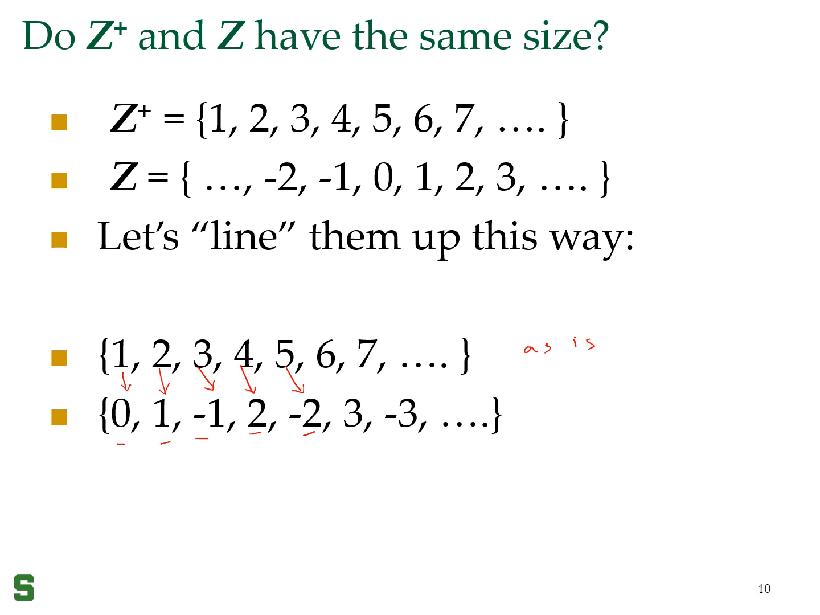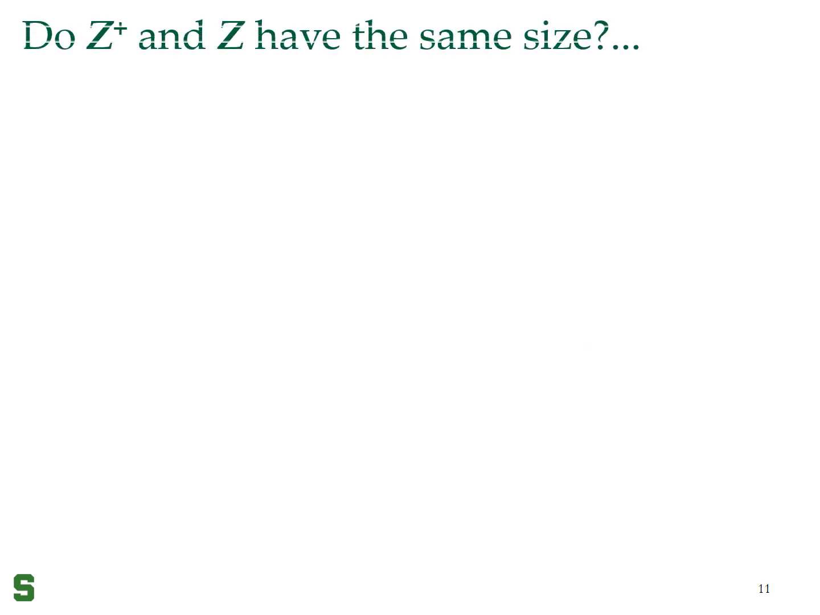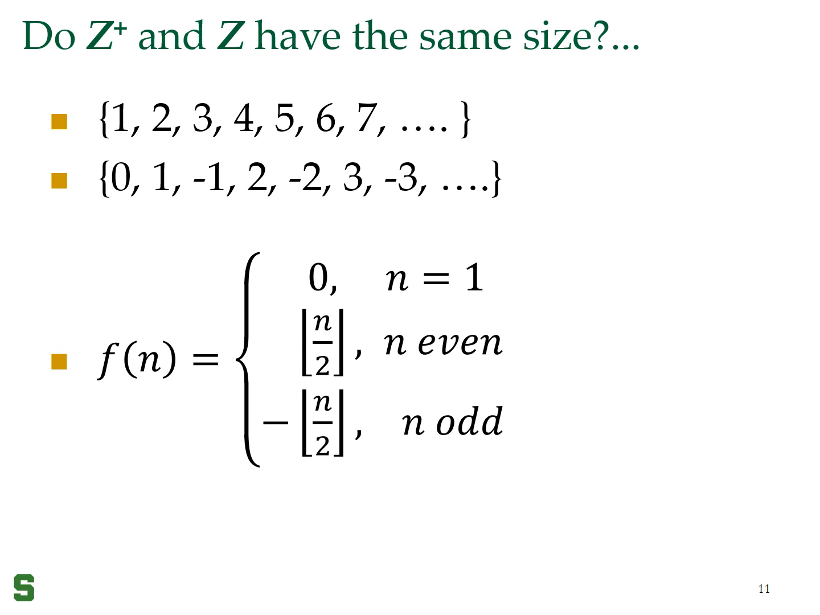So if we ignore this first part, which is a special case, all the even numbers are mapping to positive numbers and odd numbers are mapping to negative numbers. So the actual function will need a little bit of work, but it will look something like this. For n equal to 1, which is a special case, we map it to 0. If it's even, we map it to half of that number. If it's odd, we map it to the corresponding negative number.